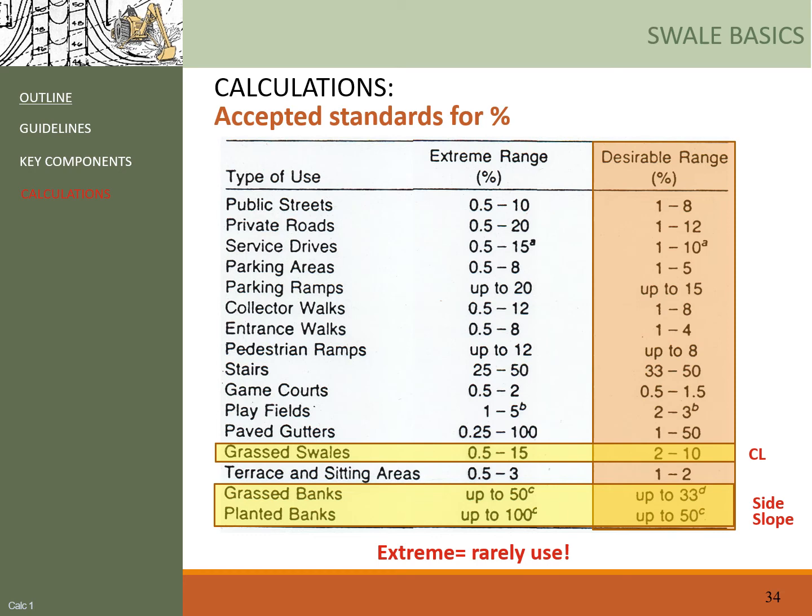We also need to know the slope ranges for grassed and planted banks because they apply to the side slope of our swales. For the grassed banks, the desirable range is up to 33%, which is corresponding to a 3 to 1 slope, and for the planted ones, the desirable range is up to 50%, equivalent to a 2 to 1 slope. And why is grassed banks lower than the planted ones? Because they have to be mowed. Okay? In order to allow them to be mowed, you need to have a lower slope than the planted ones.